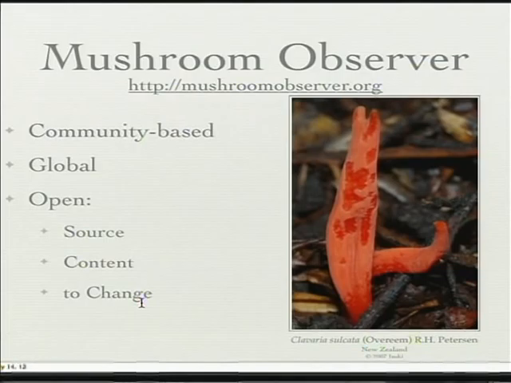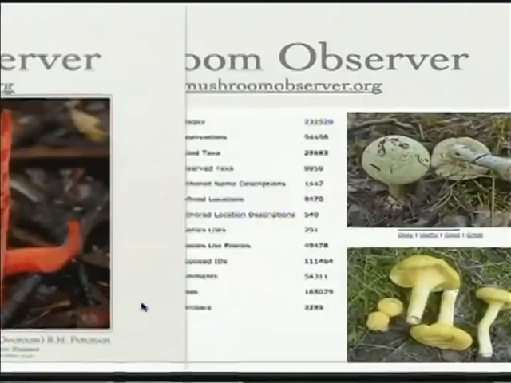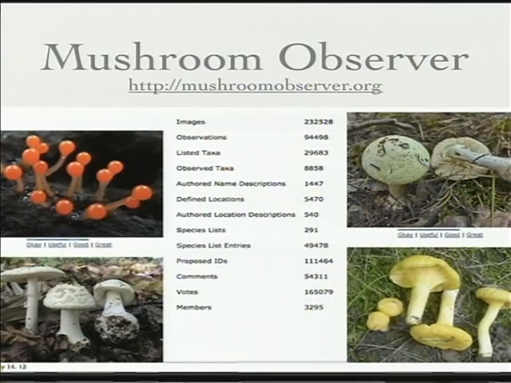So it is a community-based project, global, open source, open content, and it's also very open to change. I love getting input from people, love trying to adjust the features so that it fits what people want, and things like that, and very active community. Current stats on Mushroom Observer: we have about 232,000 images in the system, getting close to 100,000 observations. There's about 3,300 people that have contributed at some level into the site.